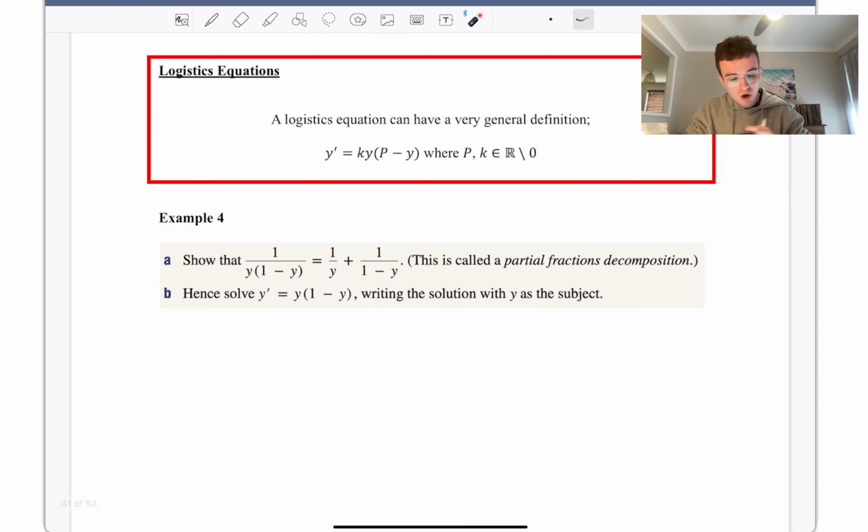Logistics equations help us model lots of things such as exponential growth and decay. The logistics equation can have a very general definition, and that's y dash is equal to ky(p minus y), for p and k being some real number but not 0. For those of you who do extension 2, you'll be very familiar with partial fractions decomposition. We can't actually integrate 1 on y(1 minus y), but we can integrate 1 on y plus 1 on 1 minus y. The idea of going from the product of two things on the denominator to the sum of two different fractions is called partial fractions decomposition.